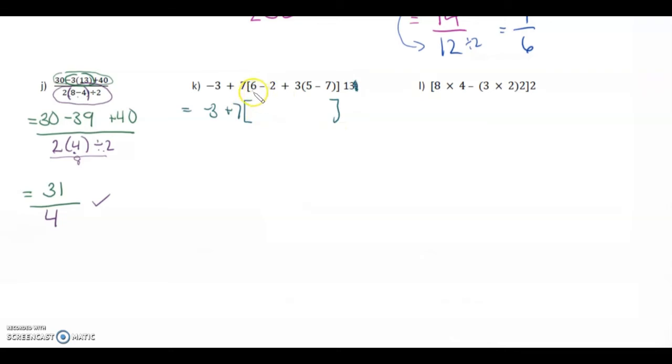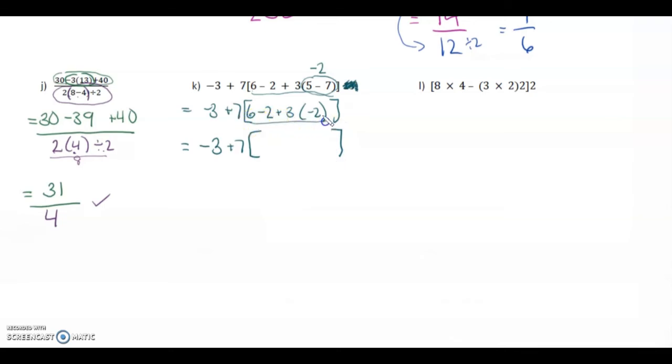Okay, so within this bracket, let's simplify this. So I'm going to simplify the bracket within the bracket first. So 5 minus 7 is -2. So I'm going to rewrite all of this. 6 minus 2 plus 3 times -2. Actually, I'm going to get rid of that entire 13. Sorry for the confusion. Okay, so -3 plus 7.